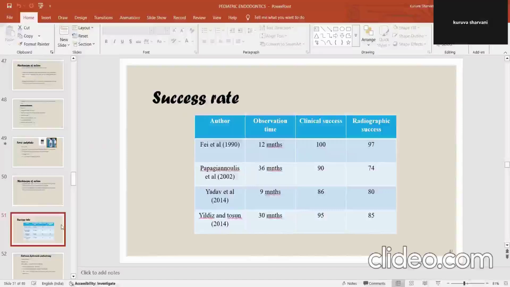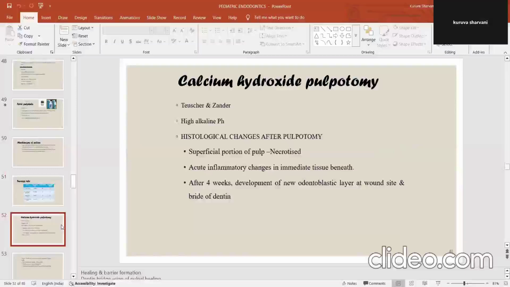Now, coming to calcium hydroxide pulpotomy. As usual, it was given by Zander et al. Here the histological changes include changes in the superficial portion of the pulp. Next, after 4 weeks, there is a development of a new odontoblastic layer.